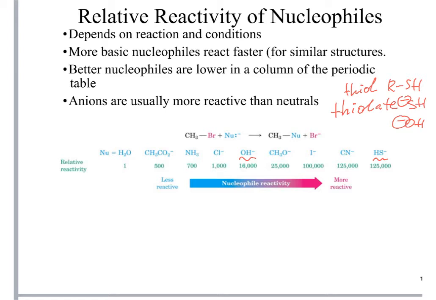So the same applies to the halide series. Iodide is more nucleophilic than bromide, which in turn is more nucleophilic than chloride. So as you're comparing nucleophiles that are in the same column of the periodic table, as you go down, their nucleophilic character increases. And the weakest nucleophiles are neutral, obviously, so the negatively charged species are more reactive.